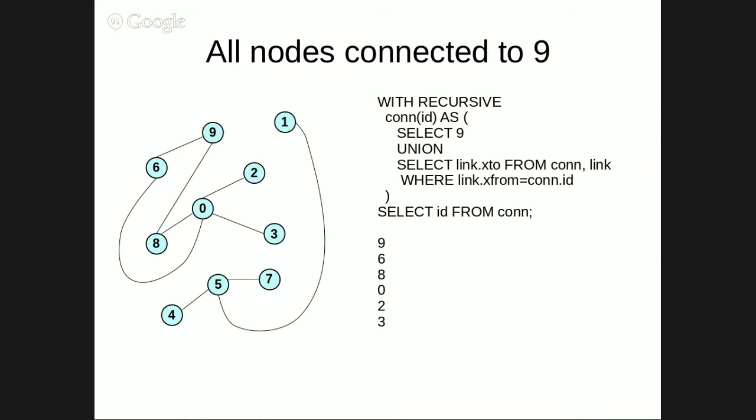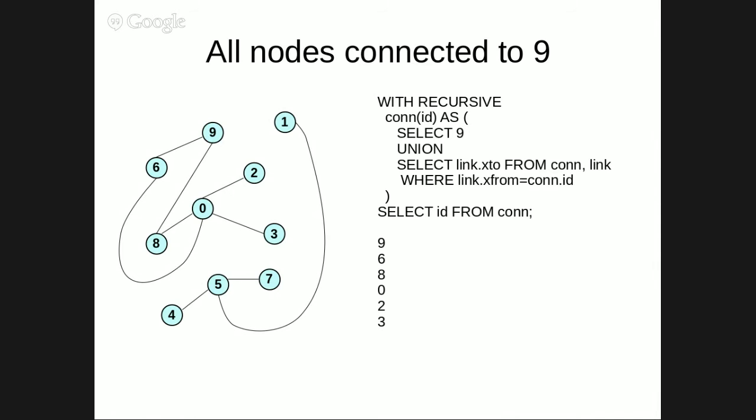This might come up, for example, in querying your network topology. This might come up if you're doing an airline reservation system and you want to find all flights that are reachable from Boca Raton or something. So, all nodes that are connected to 9, and this is the recursion we set.